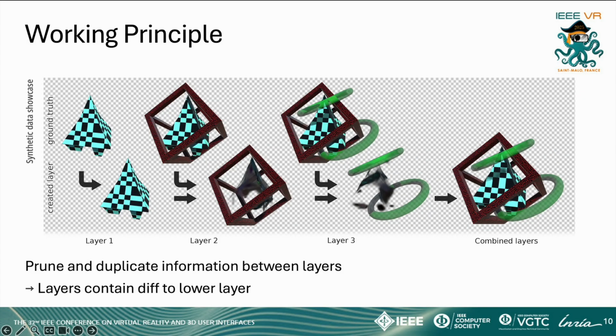With our synthetic data experiments, we can see how this layering process works. By using the previously trained layer as static input and using adjusted pruning steps, the system learns to only include new information in each layer. For example, in this visualization, the third layer, adding green rings, primarily contains only these new elements and their shadows. This helps us create an efficient and lightweight layered representation with minimal redundancy.